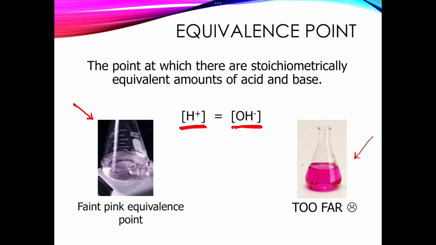So this is from a practical standpoint. In order to get this equivalence point, you want the very faintest pink possible so that your concentration of hydrogen ion is going to equal your concentration of hydroxide ion. And we know the titration is done because that means our pH will now equal 7.